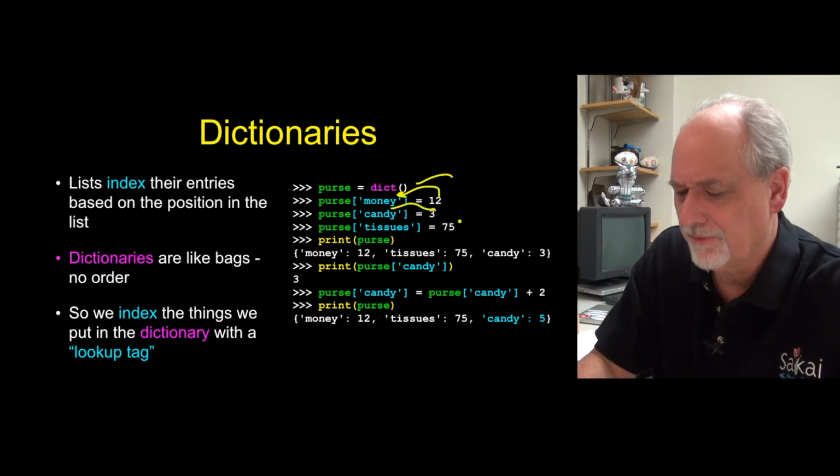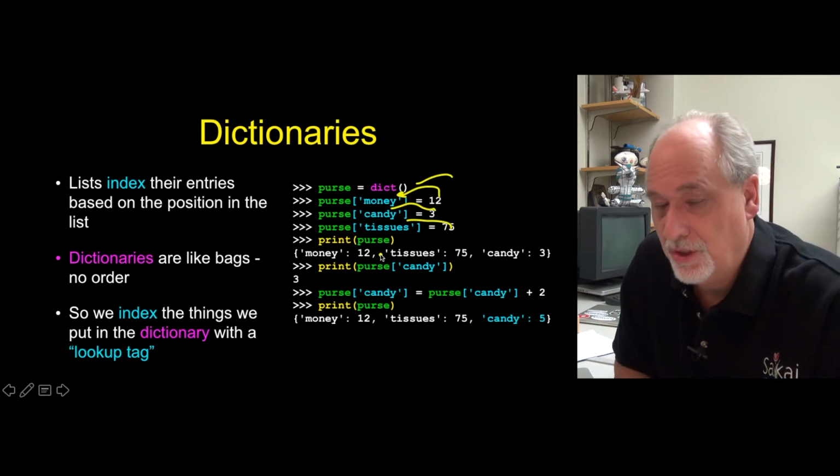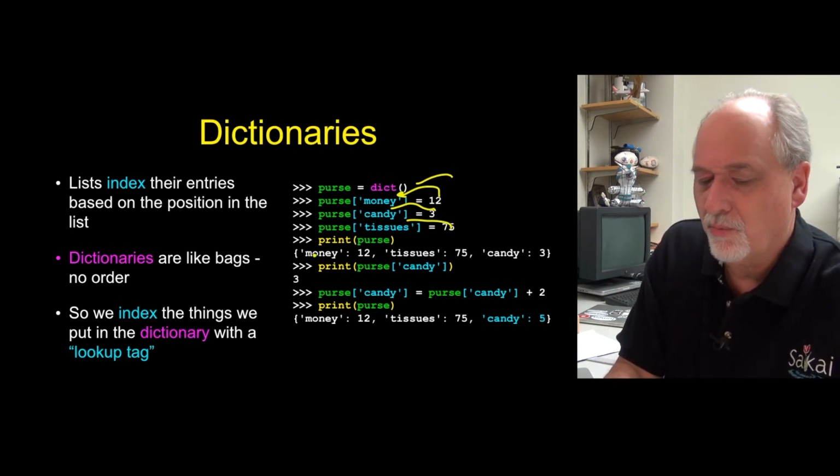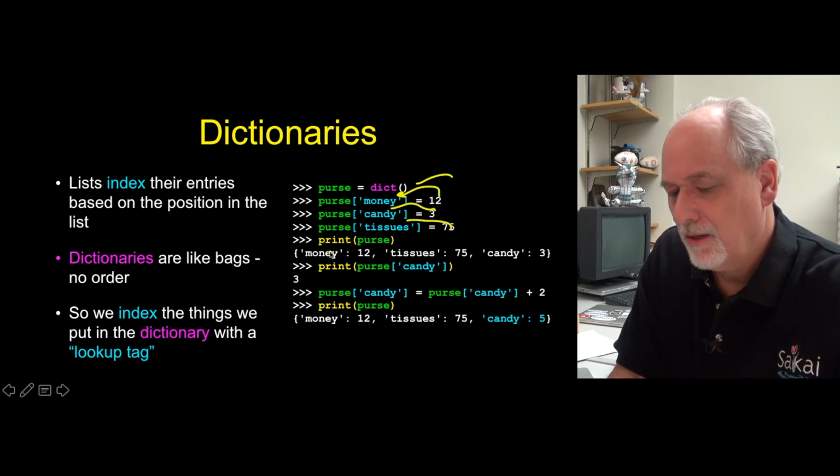3 is going in with a label of candy, and 75 is going in with tissues. And we say, what's in there? And there's no order to it. And sometimes the order can even change inside of a dictionary, although there are more advanced versions of dictionaries that maintain some kind of order. But for now, let's just not worry about the ordering of them.